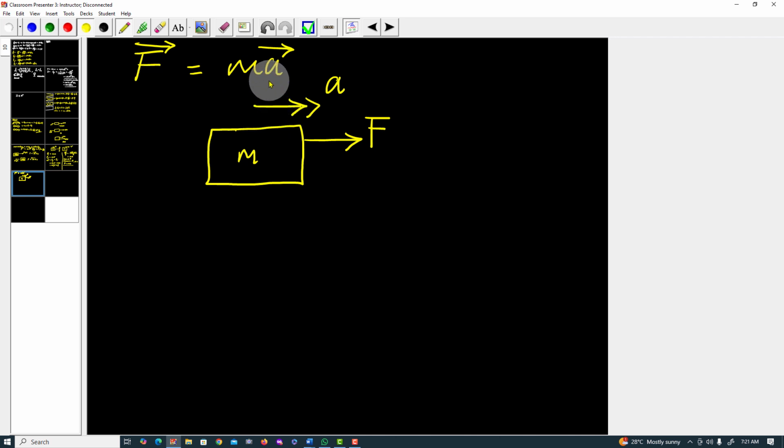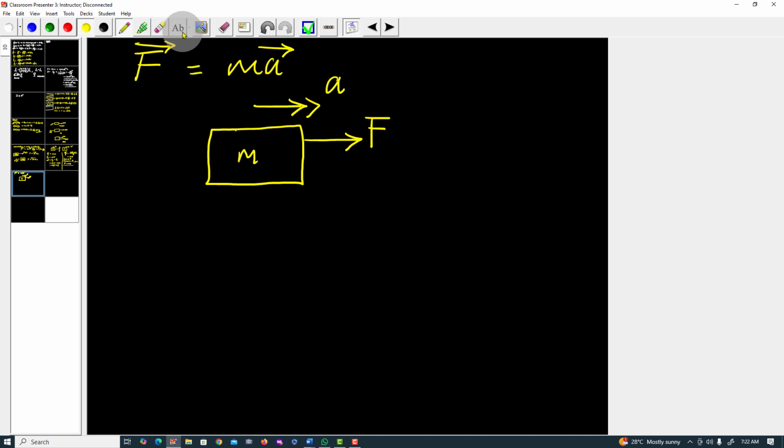So what stems out of this is that if we see an object accelerating, then it is proof that there is a resultant force acting on it. Remember that, very important. If you see an object which is accelerating in a certain direction, then it means there is a resultant force which is acting on it in that direction.